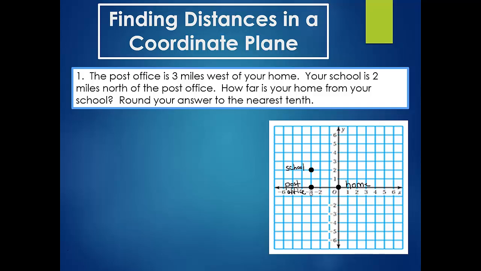Now we can go ahead and connect our points. And you'll notice that we form a right triangle. The distance from our home to the post office was 3. The distance from the post office to the school was 2. And we need to find the distance from school to home. Since this is a right triangle, we can use the Pythagorean theorem. So we'll have a squared plus b squared equals c squared.